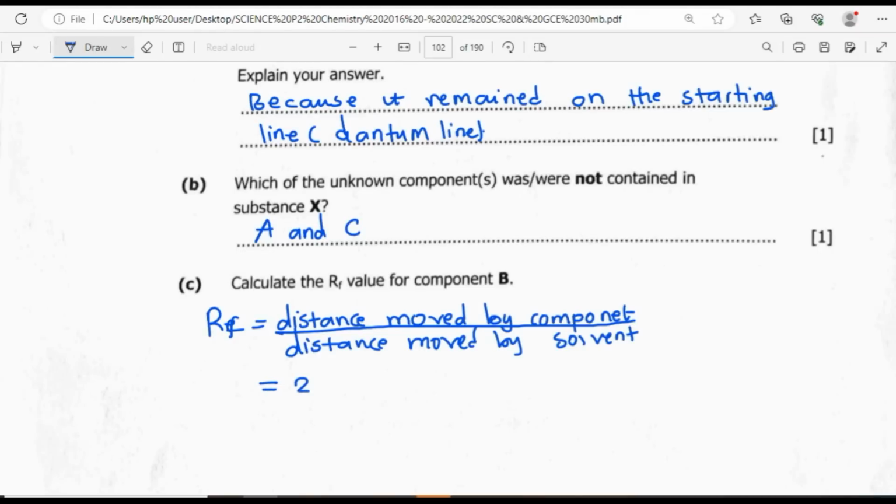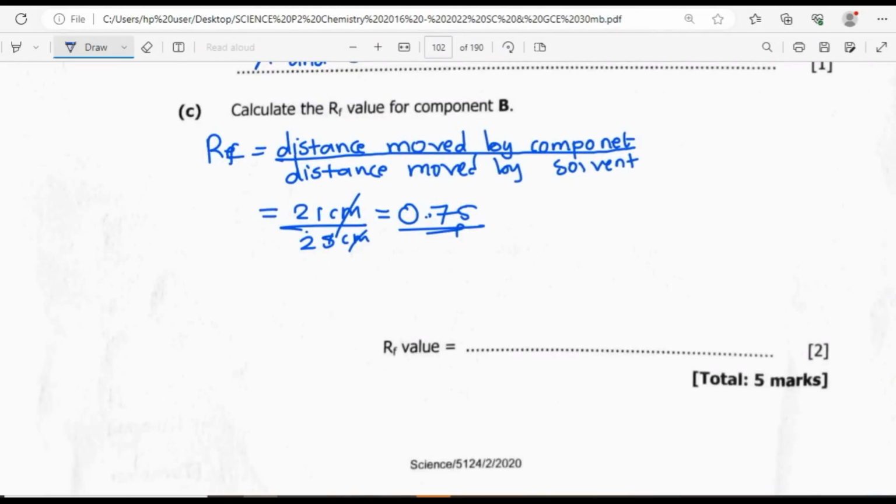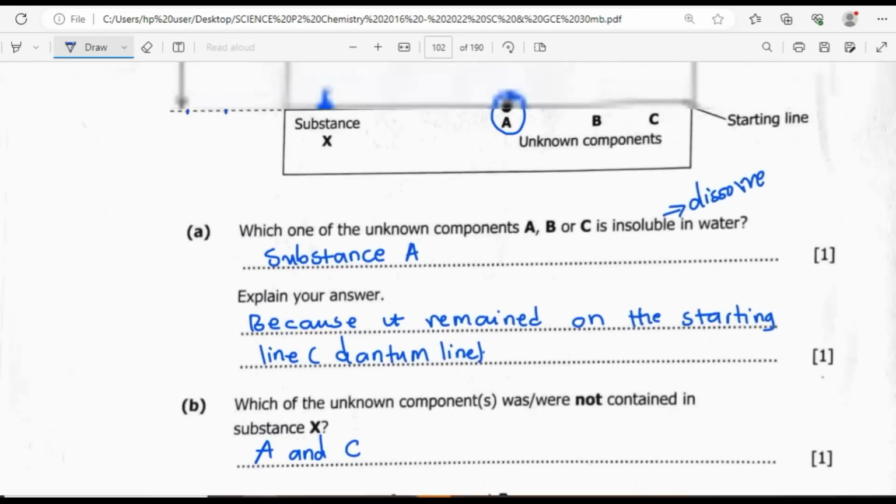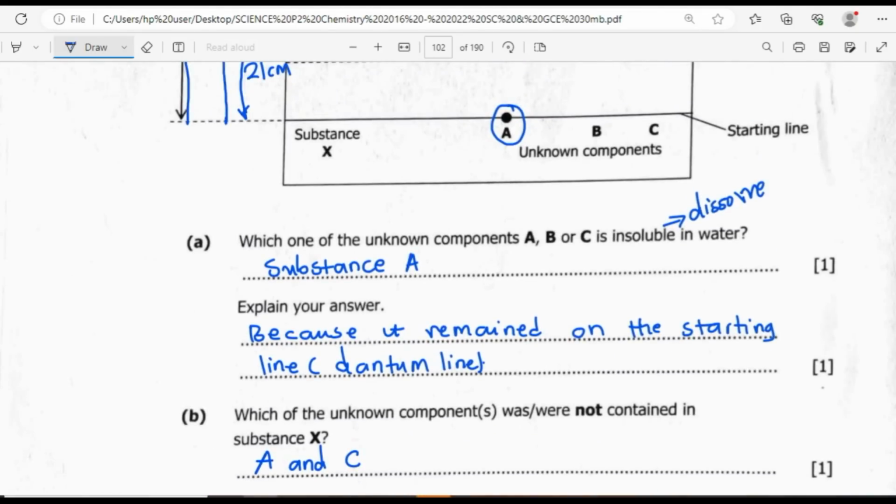So it's 21 centimeters over 28. Remember, it's a ratio, no units. So the answer is 0.75. Then the other questions that you may expect under chromatography is maybe the practical use where these are used.